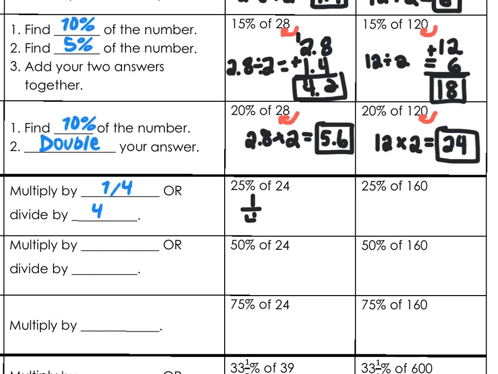If I use a fraction, 1/4 times 24, okay, I'm going to cross cancel, and I'm dividing by 4 here. Okay, so it's just taking 24, dividing it by 4, and you get 6. So 25% of 24 is 6.